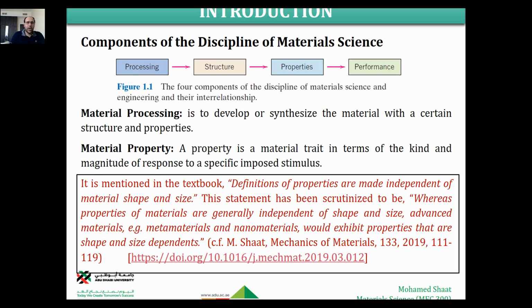Make sense? So far we have discussed two disciplines. Material processing is just to produce or manufacture a material. The material property is a trait of the material which distinguishes one material from the other, and distinguishes the response of the material to an external stimulus. Depending on the properties of the material, this material is going to react to a given action. Make sense?